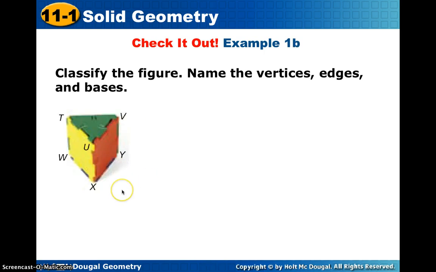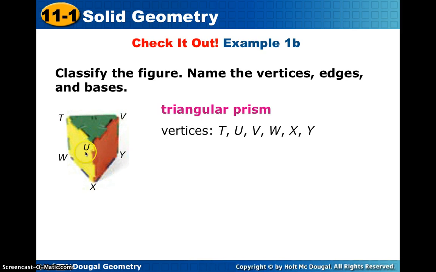Alright, now how about this one? This one has this green triangle on top. It's the same as the green triangle that you can't see that it's sitting on. So it's a triangle, and it's a triangular prism since it has 2 bases. The vertices, go ahead and name each of the points. So the vertices are along the top, T, U, V, and W, X, Y on the bottom.